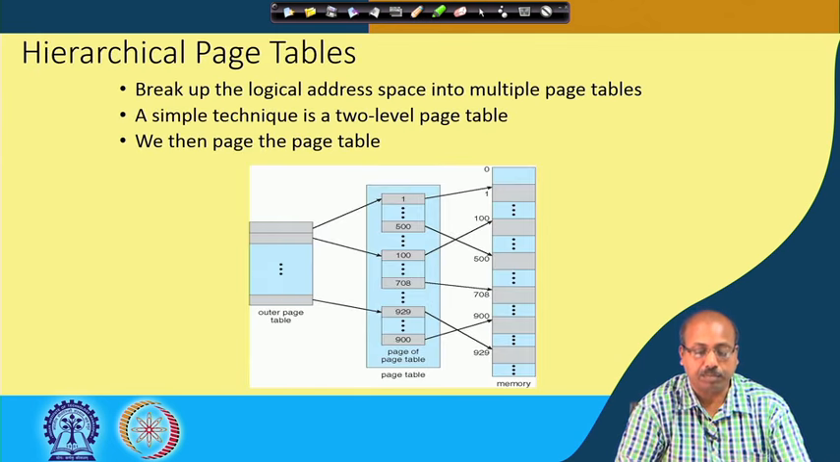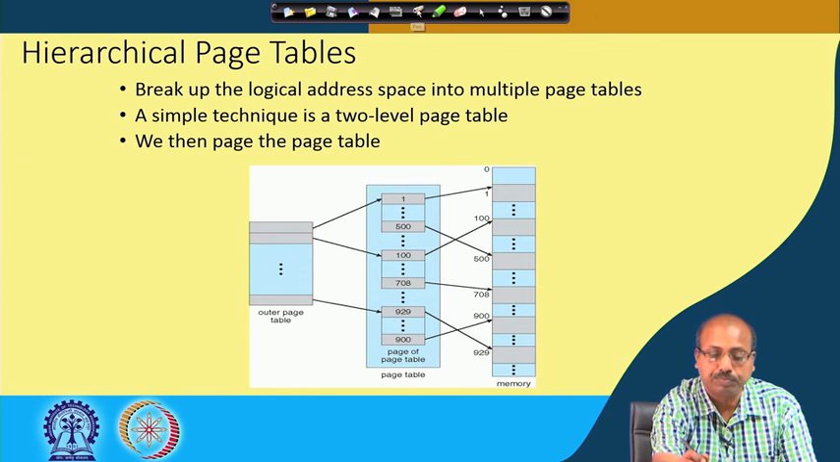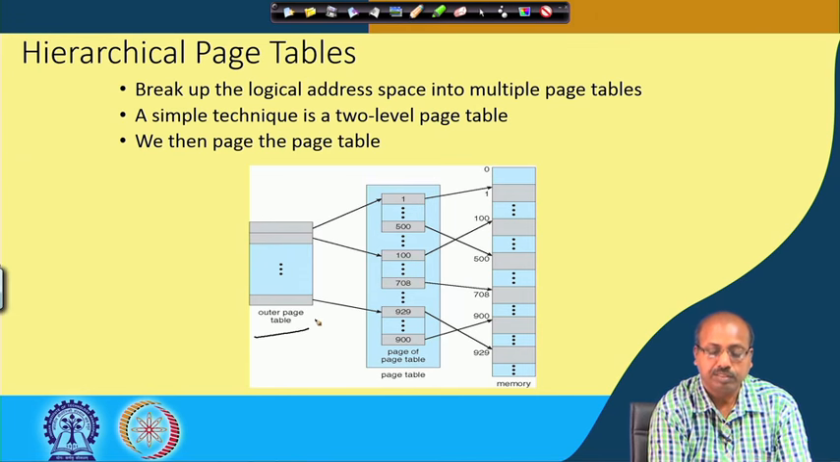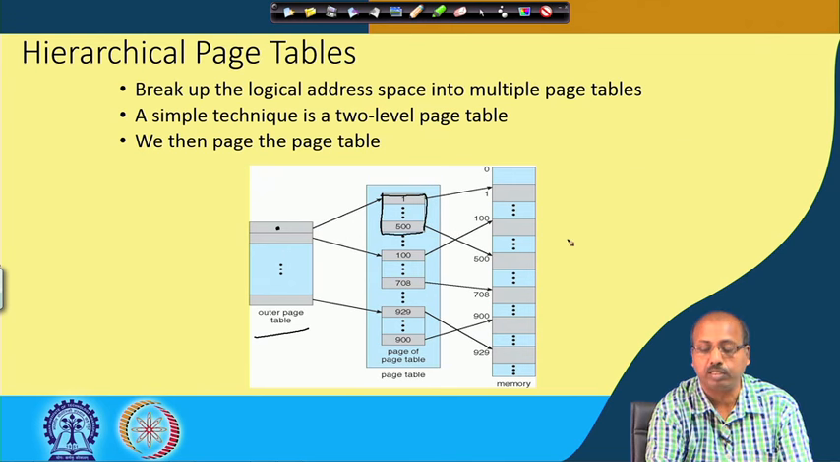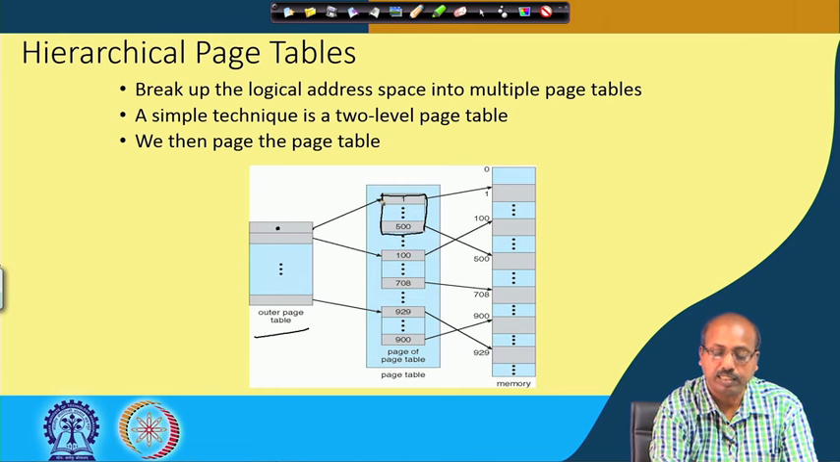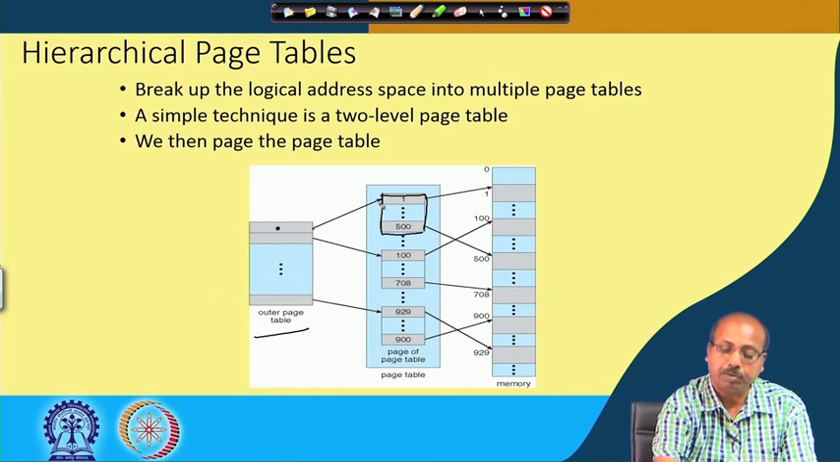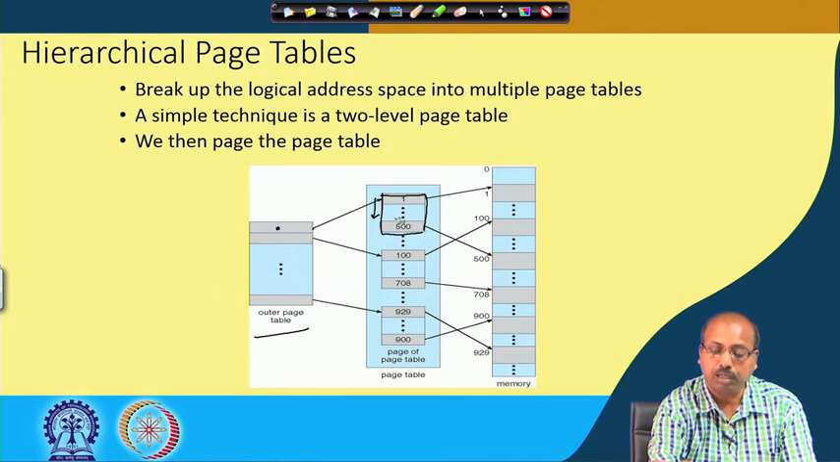So, this is the hierarchical page table. A hierarchical page table says that we break up the logical address space into multiple page tables. A simple technique is a 2 level page table. Here you see that we have this outer page table, and an entry here gives me a pointer to another page table. Previously this entry was directly pointing to a particular page in the main memory, but here that is not the case. This in turn points to another page table, and I have to index into this page table further to come to a particular entry.